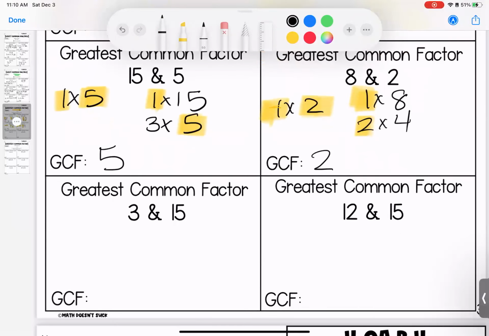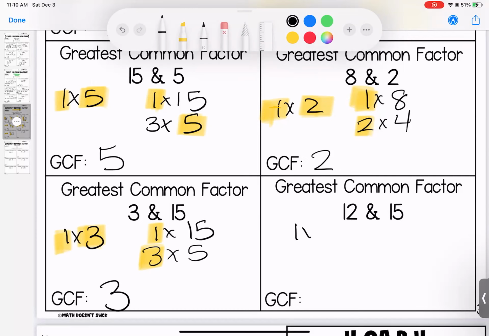3 and 15. We have 1 times 3. 3 is prime. 1 times 15 and 3 times 5. They share a 1 and a 3. That means our greatest common factor, the bigger number they both share, is 3.